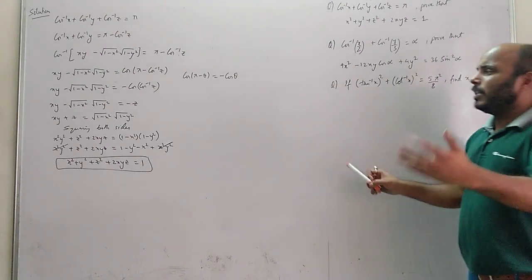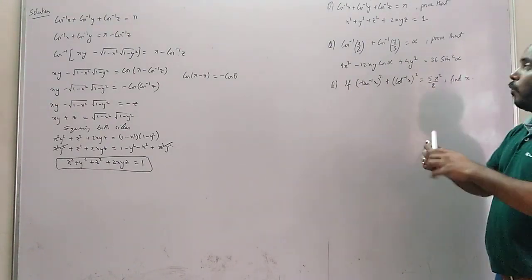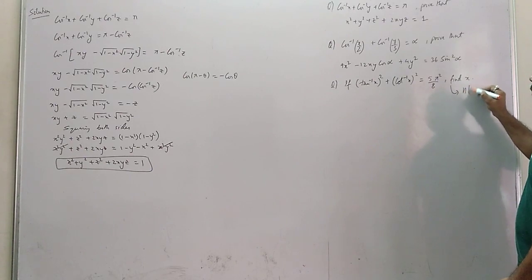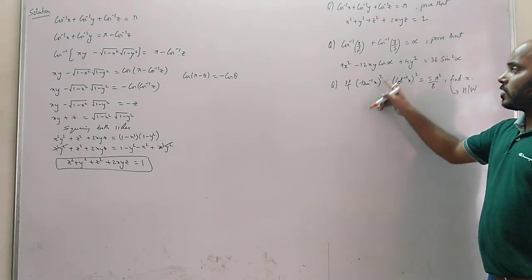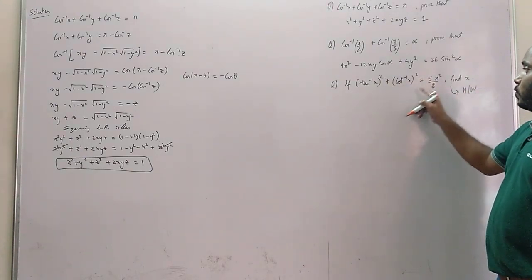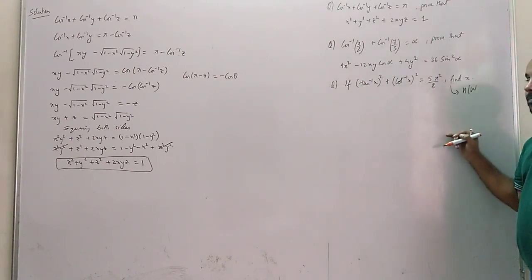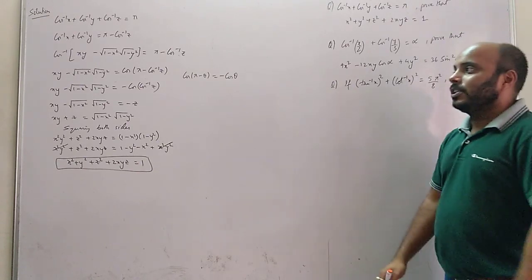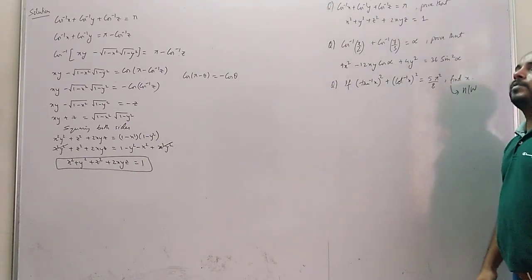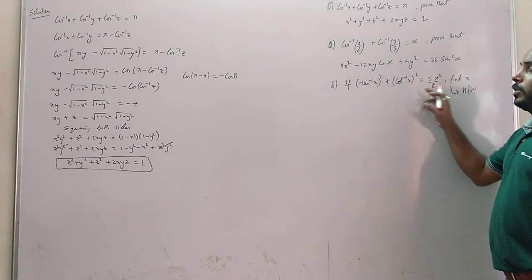Now next, suddenly I got one sum. This sum is a homework. I am reading the sum. If (tan inverse x) whole square plus (cot inverse x) whole square equals 5 pi square by 8, find x. This is the homework. Give a try. If you cannot do it, then I will make a video again for doing this sum.